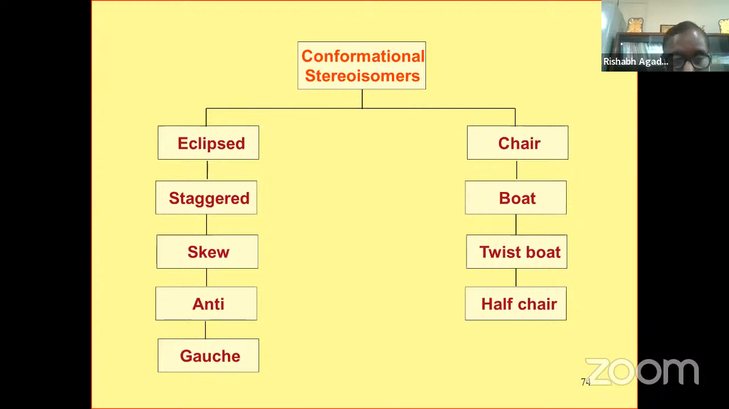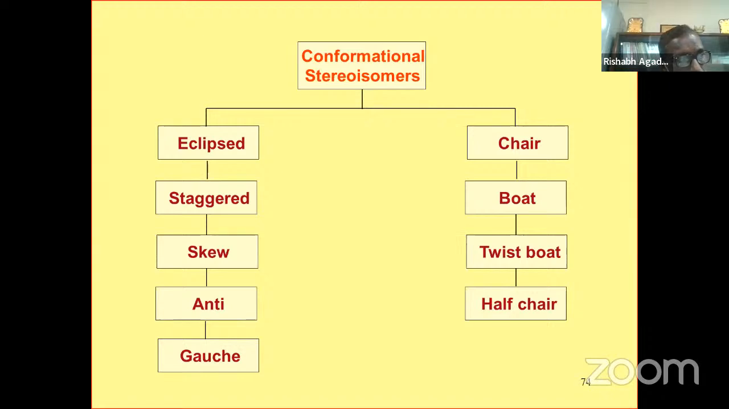Conforming something, validating something. So in stereochemistry, this is termed conformation, and these will be called conformational stereoisomers. You can see the conformational stereoisomers are classified as eclipse, staggered. Eclipse is undesirable, staggered is the desirable form. Skew, anti, in between, that is gauche; chair, stable. Boat, if you have experience of traveling in a boat, a boat is always unstable. The same is the case for drug molecules also.